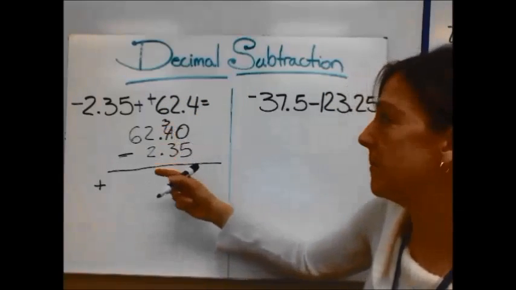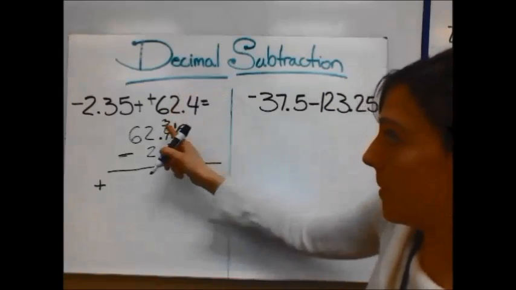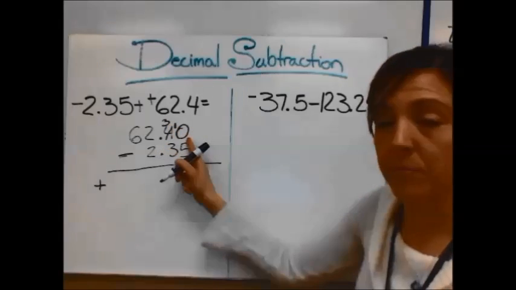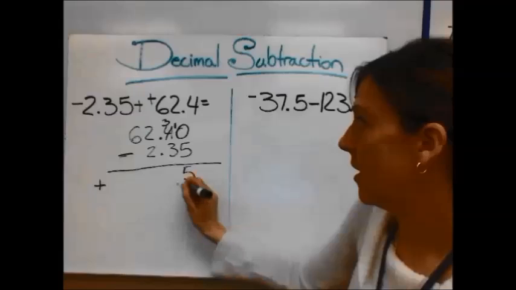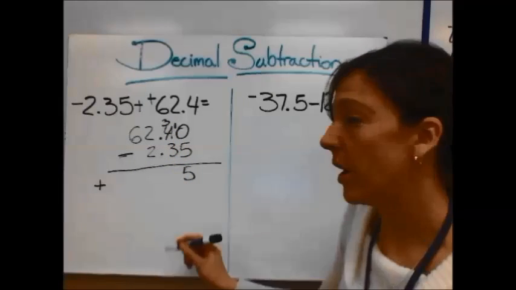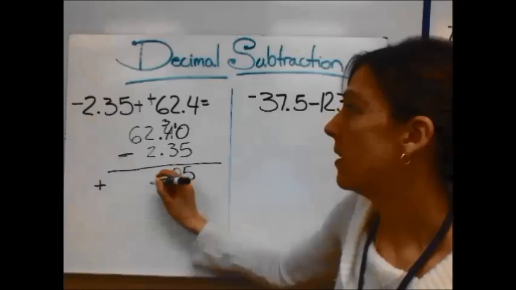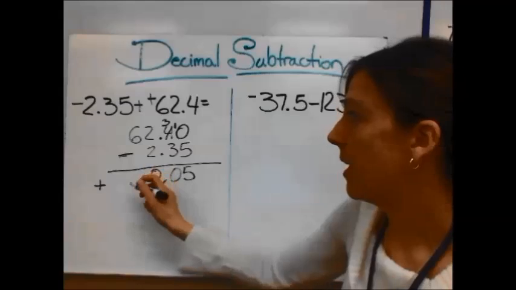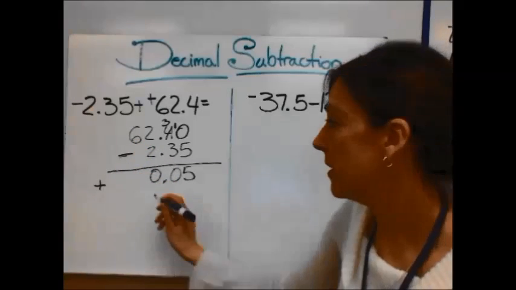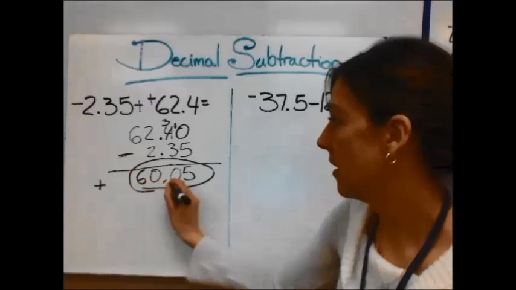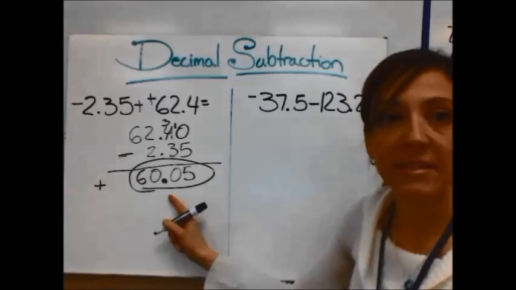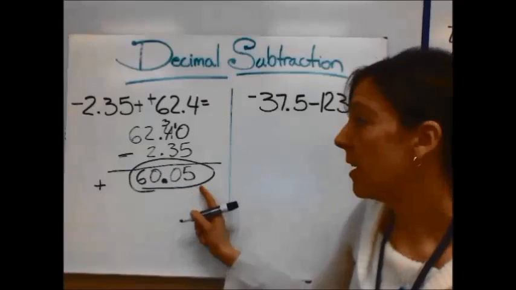Now I have 3 tenths. And I'm going to take one of those tenths and bring it over here. So 10 minus 5 is 5. And 3 minus 3 is 0. 2 minus 2 is 0. And 6, take away nothing, is 6. So my answer is 60 5/100.